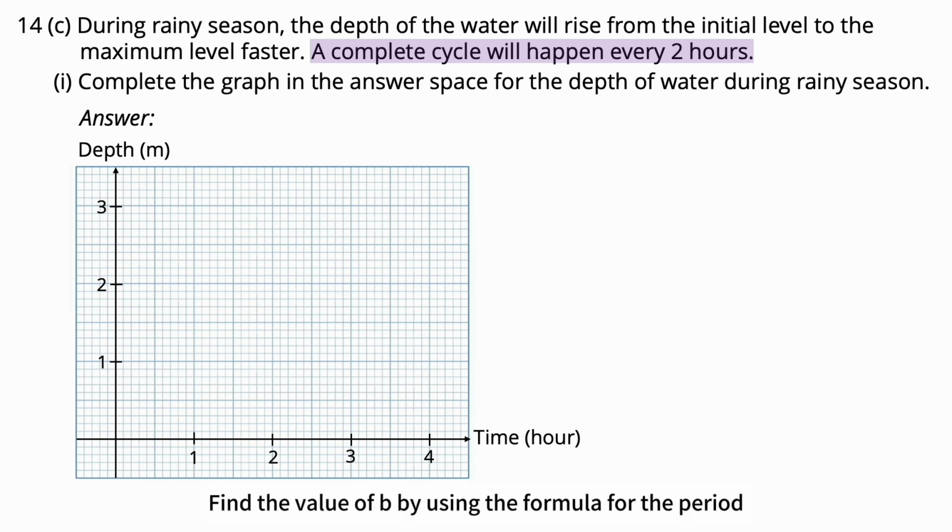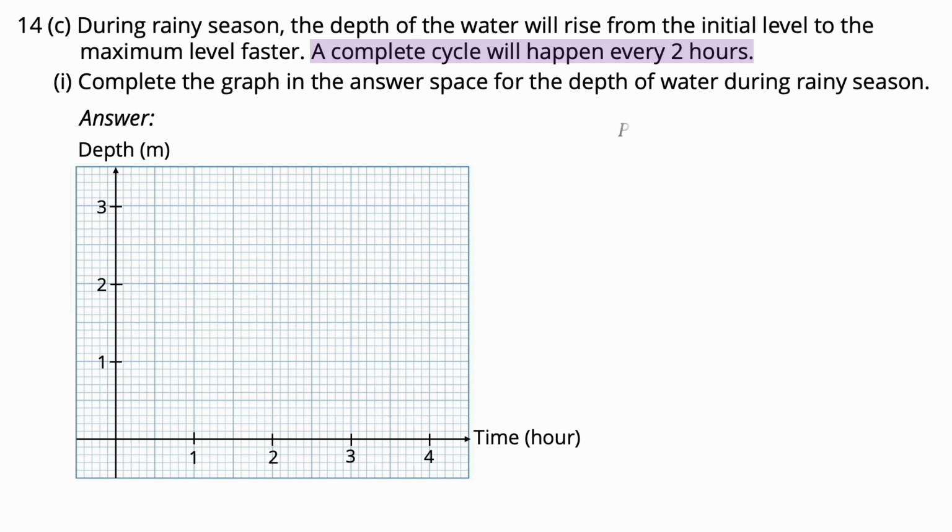Find the value of b by using the formula for the period. Period equals 360 degrees divided by b. Given that the period is now 2 hours, 2 equals 360 over b. The value of b is 180 degrees. Forming an equation: y equals sine 180x plus 2.